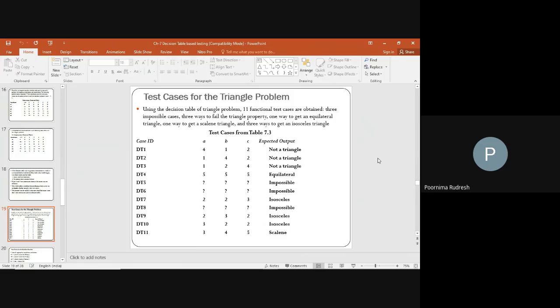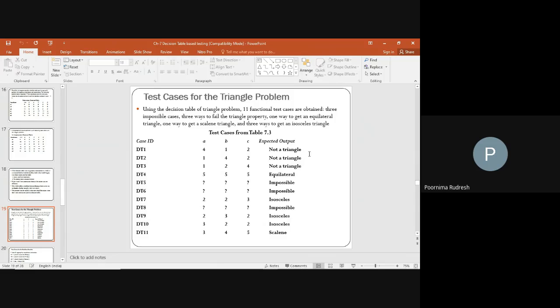If all the sides are equal, then we'll represent it as an equilateral triangle. If two sides are equal, then we'll represent it as an isosceles triangle, and if no sides are equal, then we are representing it as a scalene triangle, right? These are the three types of triangles that we are considering. Along with that, one more option that we are considering is not a triangle. Meaning if it is not possible to construct the triangle, then we are going to display the message as not a triangle. So for these cases, we are going to construct the test cases.